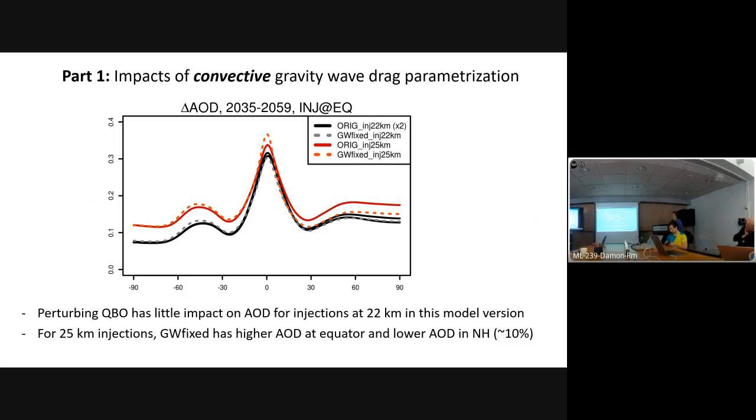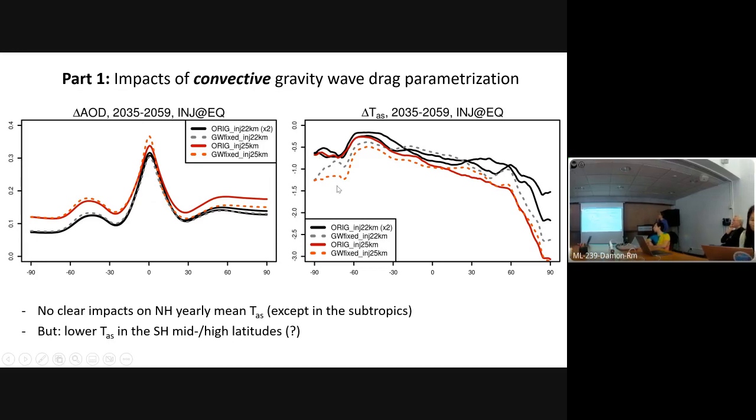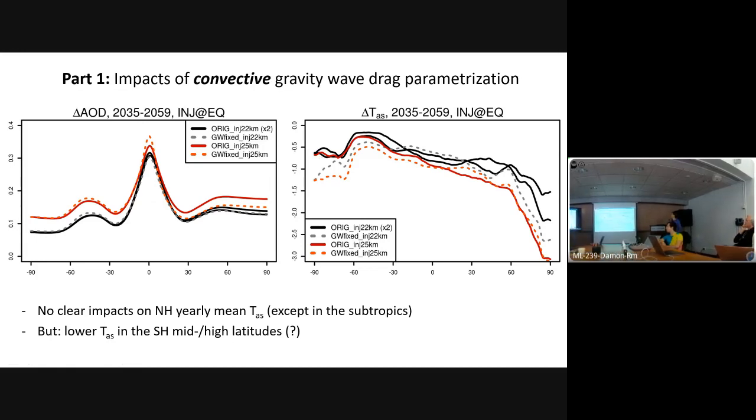potentially important. And then in terms of impacts on the associated temperature response at the surface, in the northern hemisphere, because of the interannual variability, we only see an impact in the subtropics, so we get slightly warmer, slightly less cooling under the new parameterization, but no significant changes over the rest of the northern hemisphere. And interestingly, even though the AOD didn't really change that much in the southern hemisphere, we do see a significant increase in temperature response at the surface, with more cooling at both 22 kilometer injection and 25 kilometer injection.